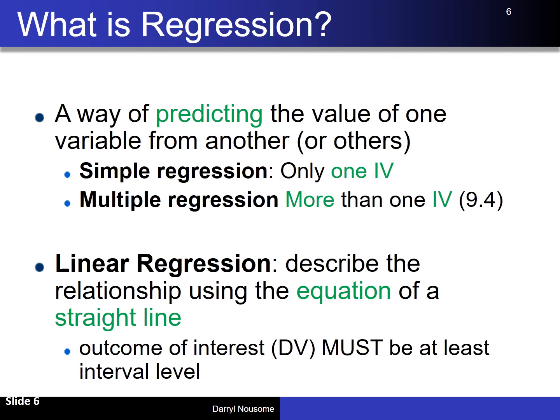Our linear regression describes this relationship, like I said, using an equation of a line. The outcome of interest must be at the interval level. So it has to be continuous. Okay, like I mentioned before.